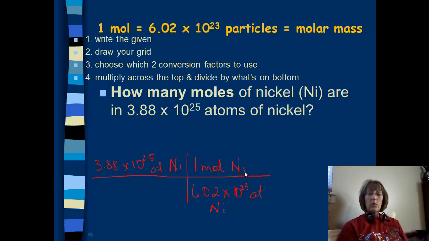And in this case, we're talking nickel. So my atoms of nickel cancel because they're on top and bottom. Multiply across the top, divide by what's on the bottom. And it looks like we have a lot of nickel atoms, or a lot of moles of nickel. 64.45 moles of nickel.